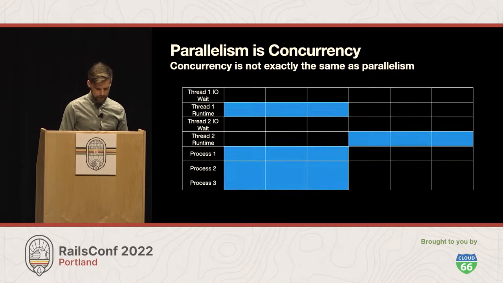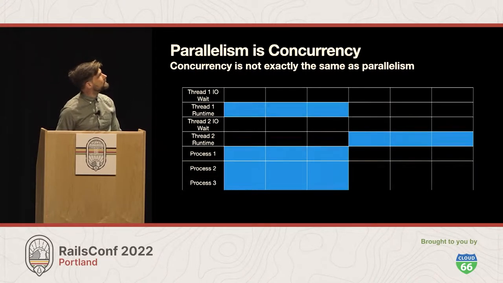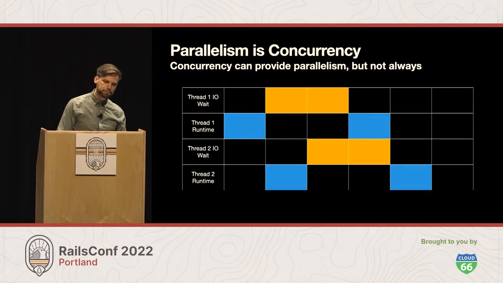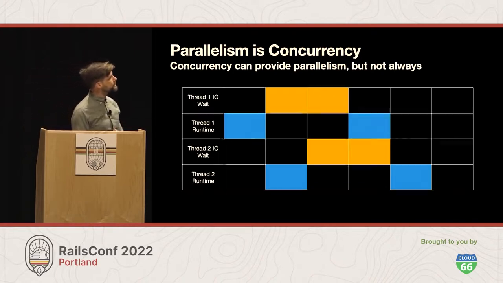So again, looking at this, they're not exactly the same. Having concurrency, you could potentially get partial parallelism. So we'll see an example of that next. In this, you see in yellow, IO wait. Again, that could be a network request where thread one starts processing a request, waits on the network response.